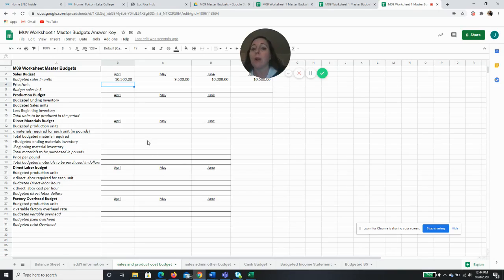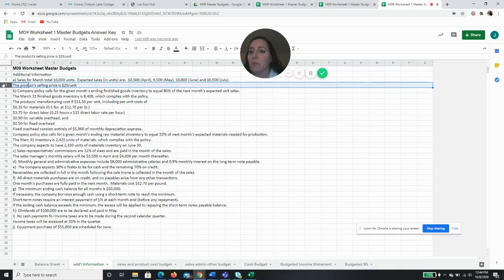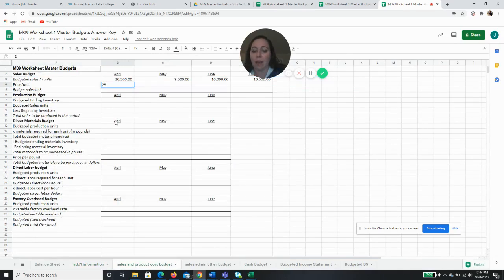All right, price per unit. Oh my gosh, what are we selling these for? Anytime I'm wondering where to get this information, the answer is probably on our additional information sheet. In fact, in row 4 here, it tells us the product selling price is $25 a unit. So I'm going to do 25, 25, 25, 25.